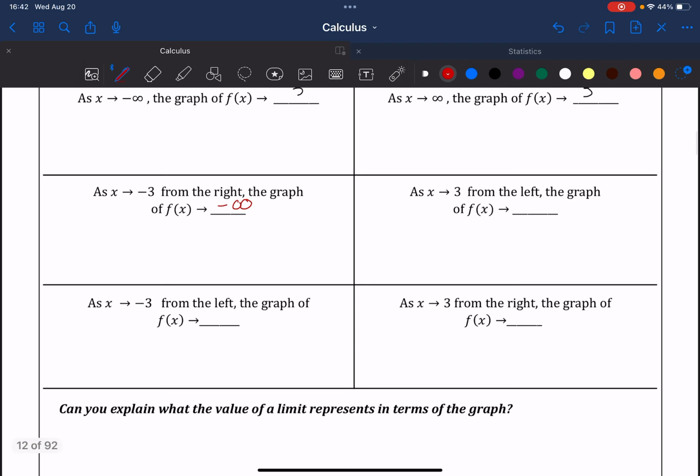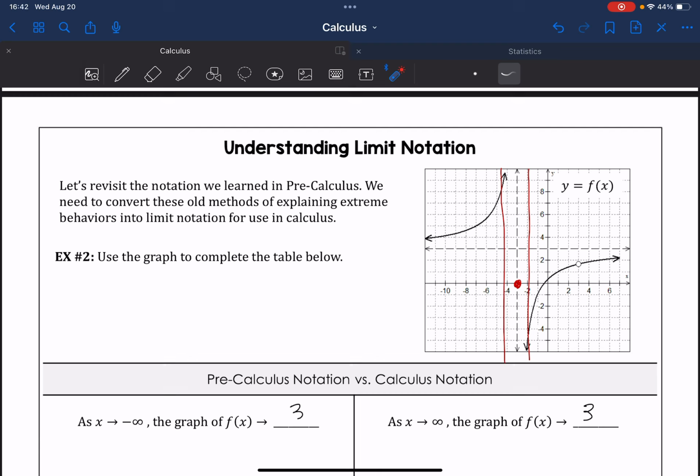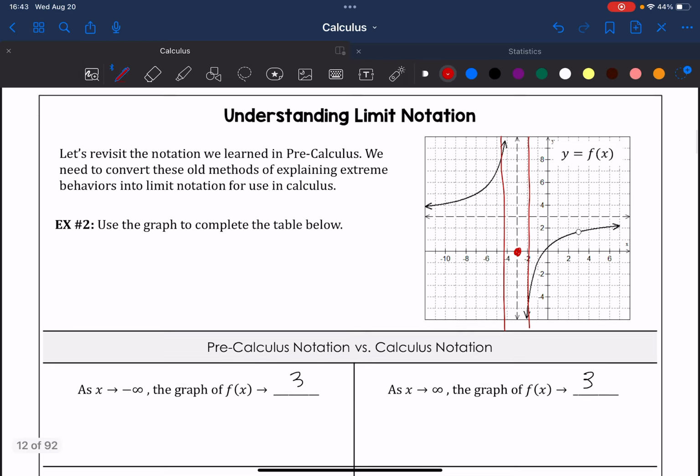And then right below it, it's the same one, as x is approaching negative 3, but now from the left. So now we're looking at the other side, the left side. Notice we only see this function here, and as it's getting closer to negative 3, it is going towards positive infinity.